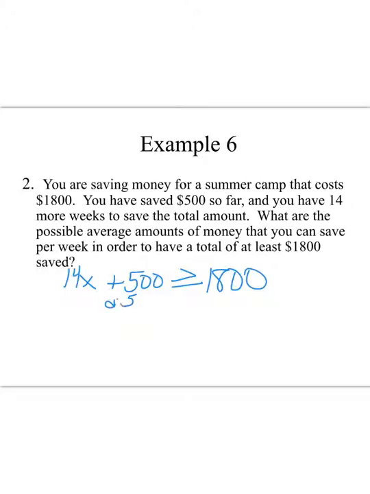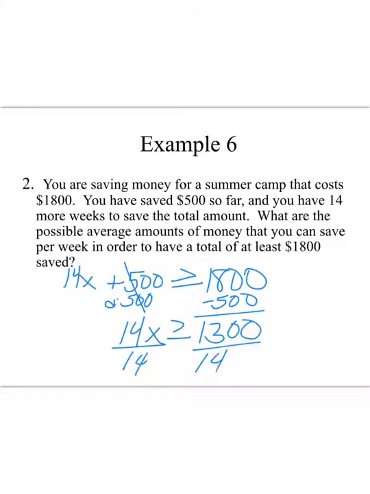So I'm going to add negative 500 to each side. Sorry, this thing's acting up with me. I'm going to add negative 500 to each side. And I get 14x being greater than or equal to 1,300. Divide each side by 14. And x needs to be greater than or equal to 92.86. So he needs to save at least $92.86 each week. Make sure you put your label. But he can certainly save more than that.